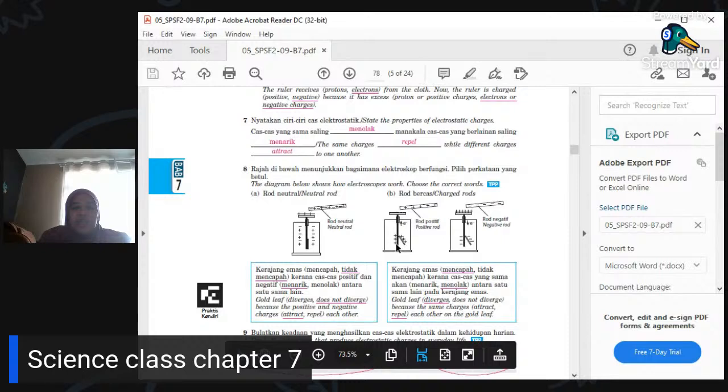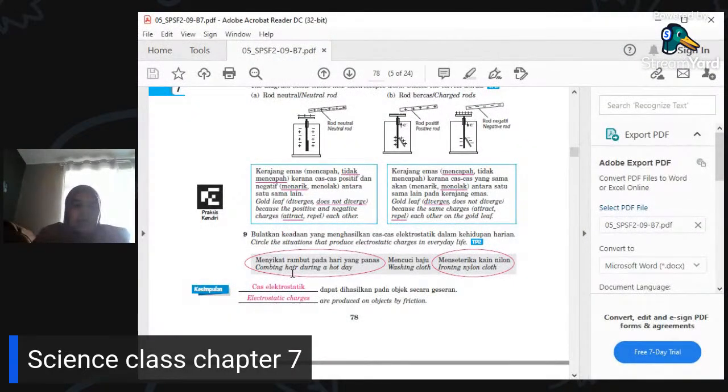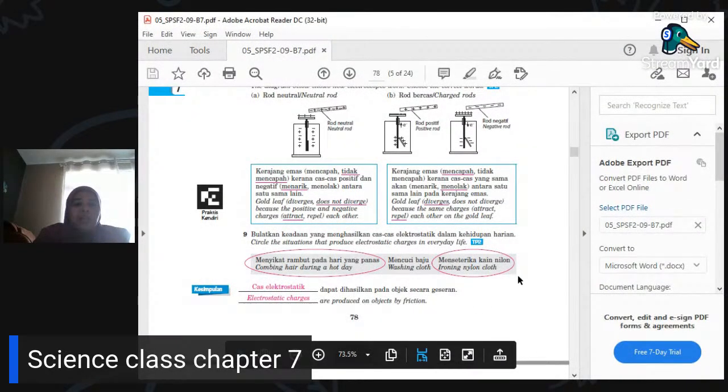For example, combing hair during a hot day or ironing nylon clothes. So the conclusion: electrostatic charges are produced on objects by friction. It has to have friction, then it can happen.